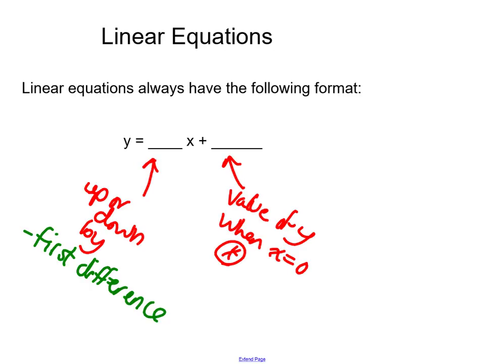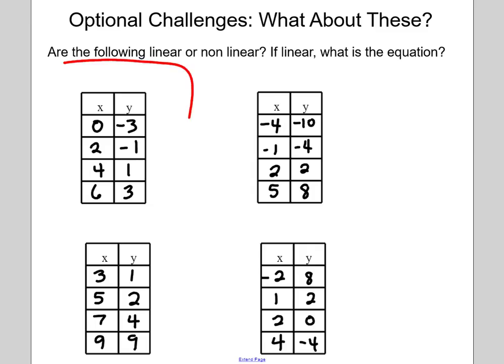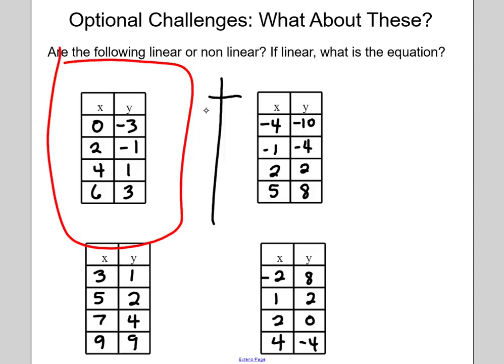Now I just want to briefly show you one more. We're going to look at this one right here. We're going to notice that our x's are not going up by 1 every time. So what we could do is rewrite the table and fill in the missing pieces. We're given 0, negative 3, and 2, negative 1, and 4, 1, and 6, 3. We could fill in what's missing.